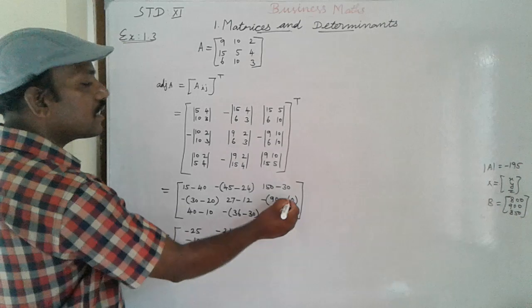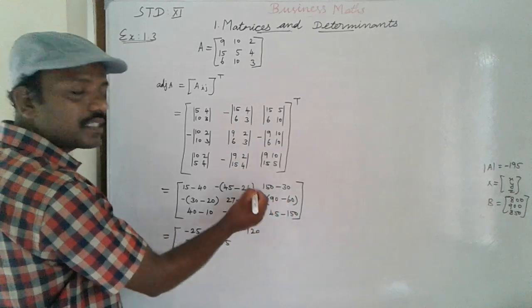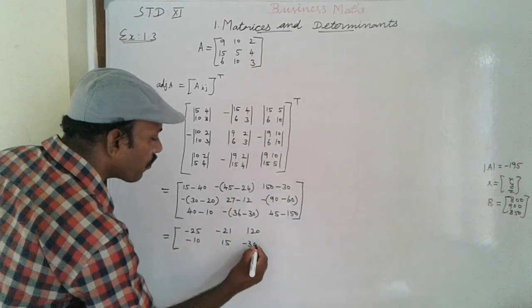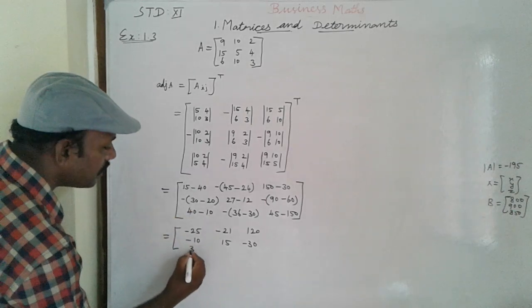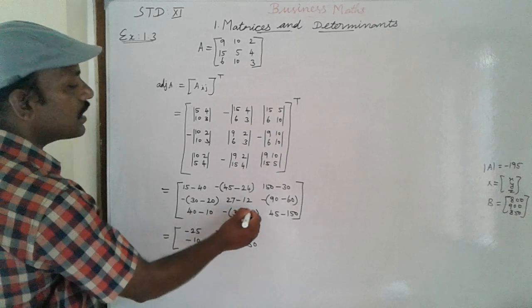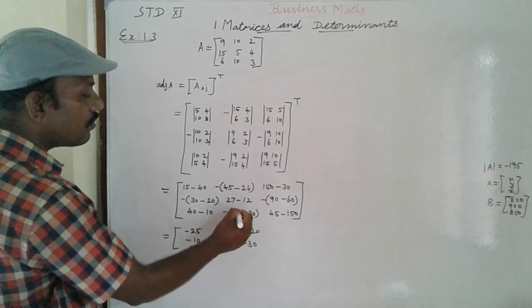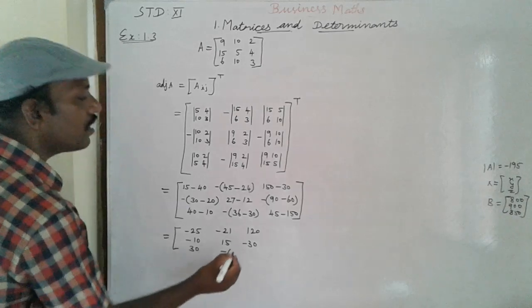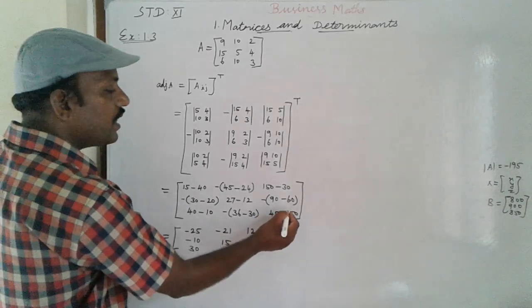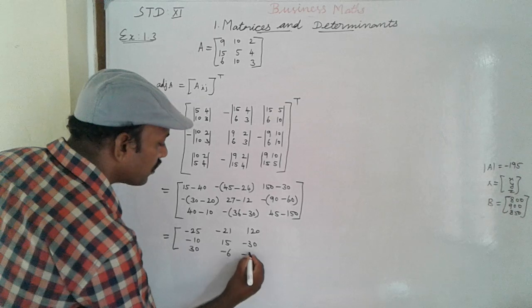90 minus 60 is plus 30. 30 into minus is minus 30. 40 minus 10 is plus 30. 36 minus 30 is plus 6. Plus into minus is minus 6. 45 minus 150 is minus 105.